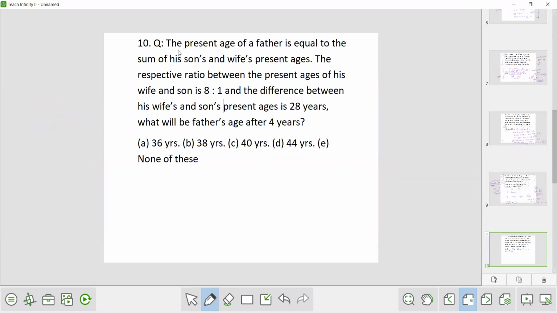The next question. The present age of a father is equal to the sum of his son's and wife's present age. So S for son, W for wife, and the respective ratio between the present age of his wife and son is 8:1. So if this is 8, this is 1. And the difference between wife's and son's present age is 28. And difference is 28 at present.